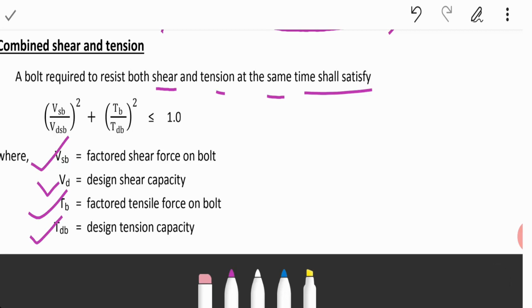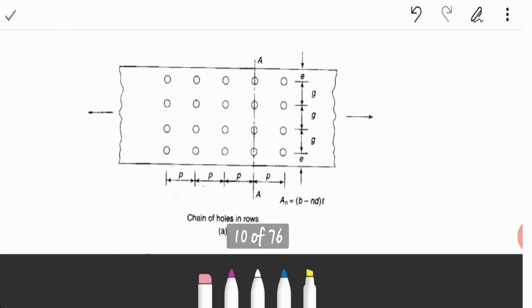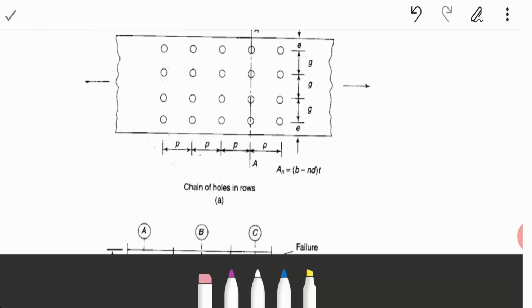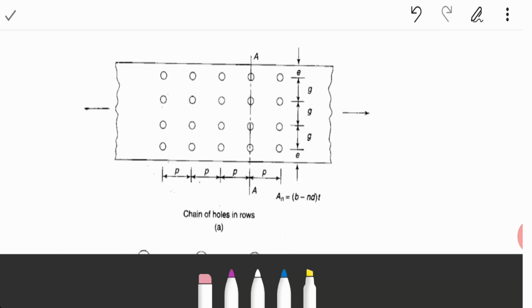Okay, you can see the picture of a chain hole in a row. Okay, this is called longitudinal distance, hole to hole distance is called p, pitch distance, and hole to hole is called gauge distance, and hole to edge is called edge distance. Okay, in this case An is equal to (b minus n into d) into t. Clear?